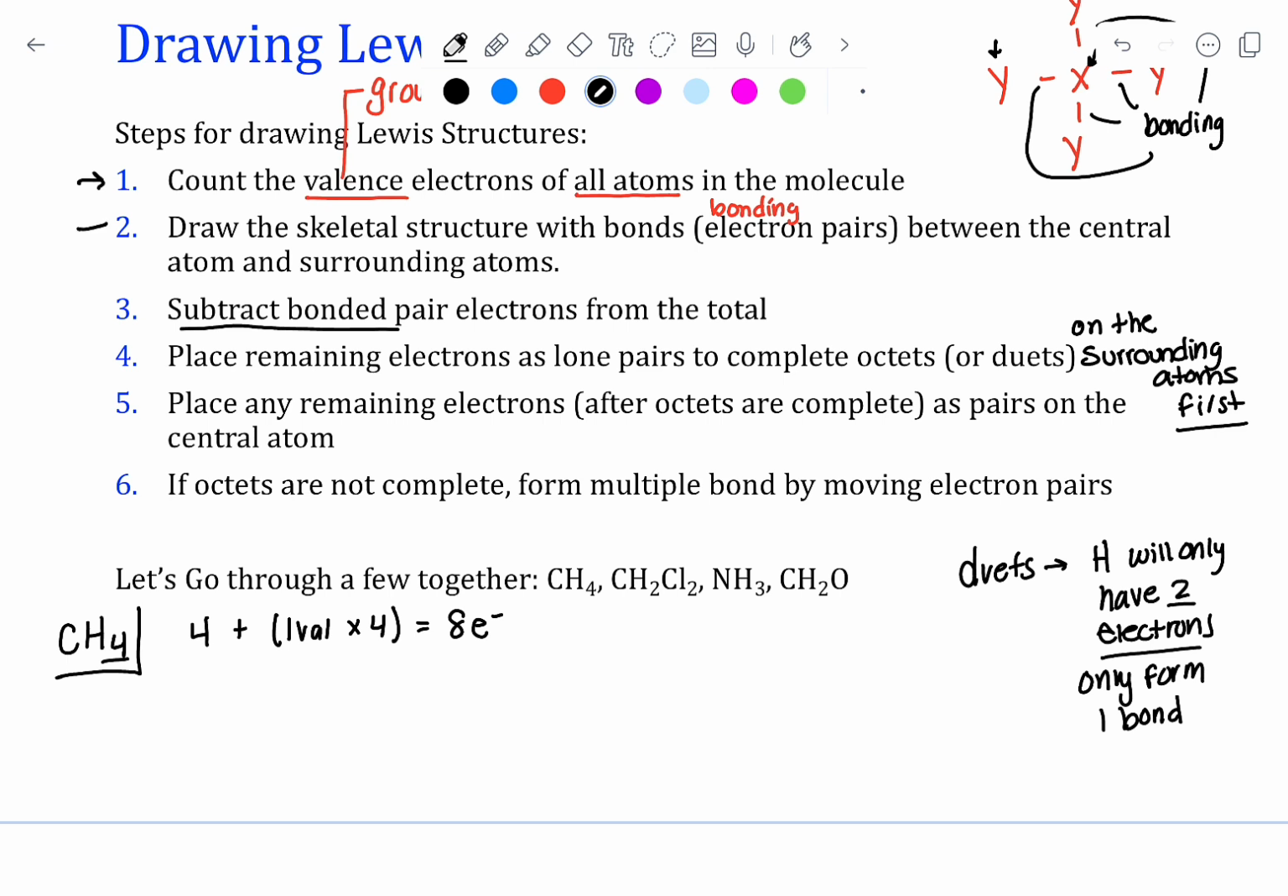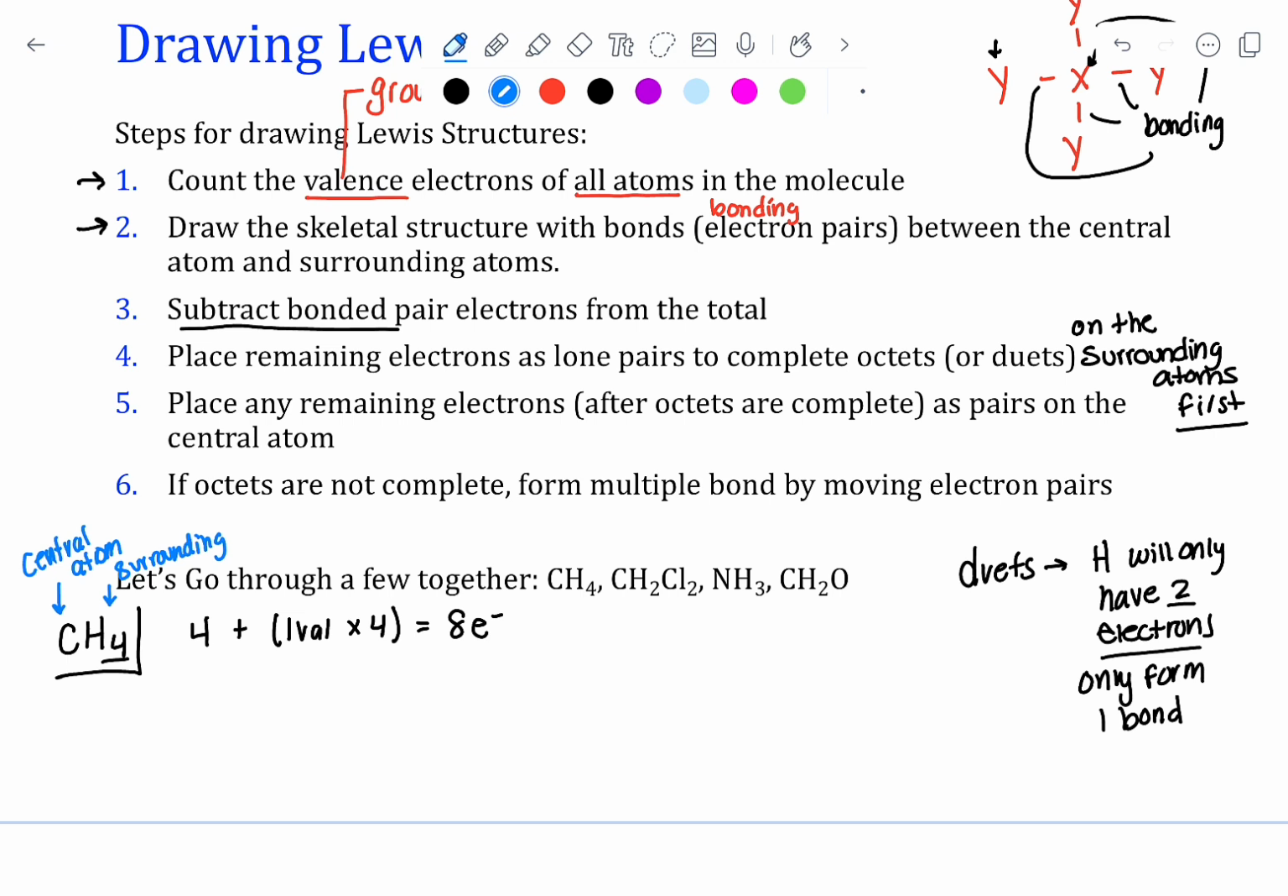Moving on to step 2, draw the skeletal structure with bonds between the central atom and the surrounding atoms. So how do we know what our central atom is? Well, whatever atom is first is our central atom, and whatever atom is second are our surrounding. There are some exceptions to this, and that would be if hydrogen is first. Hydrogen can never be a central atom.